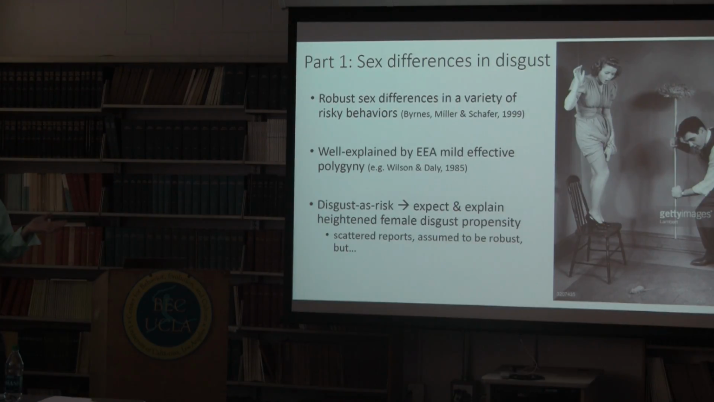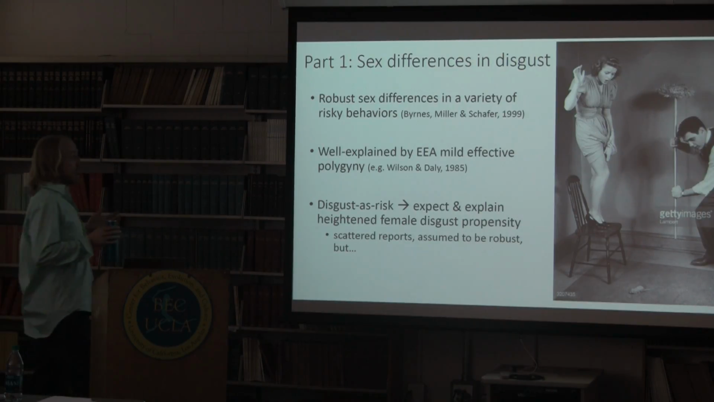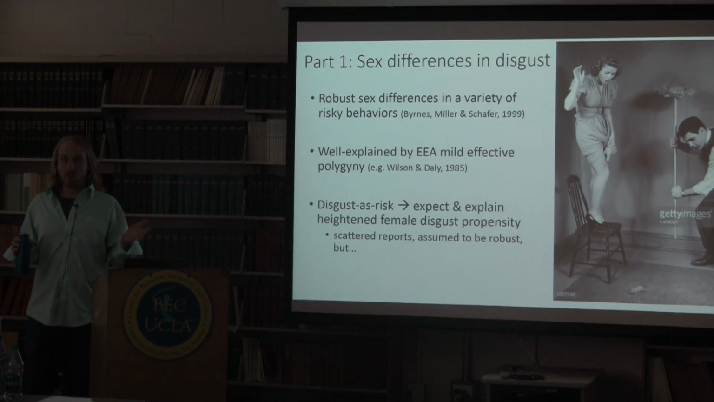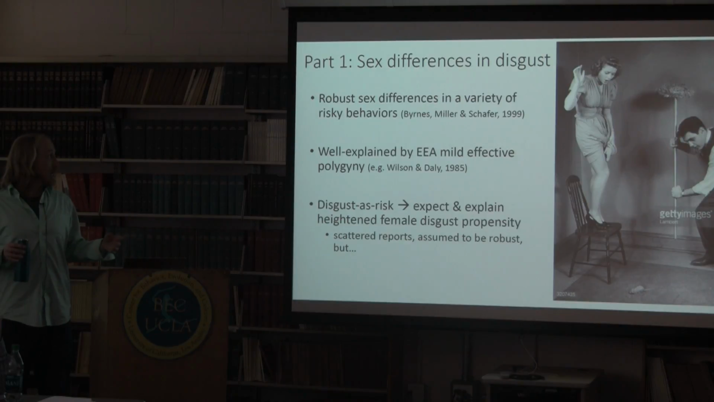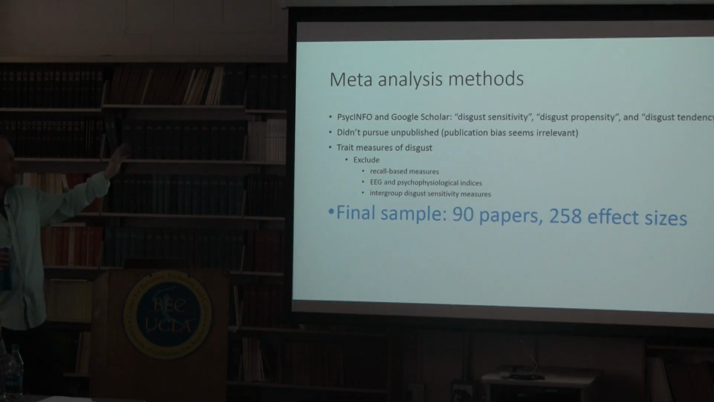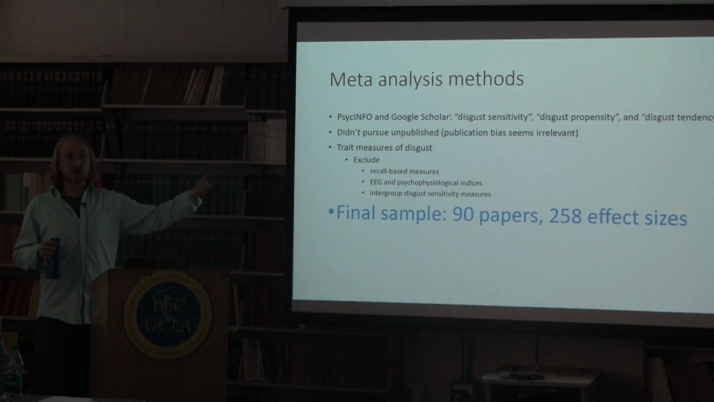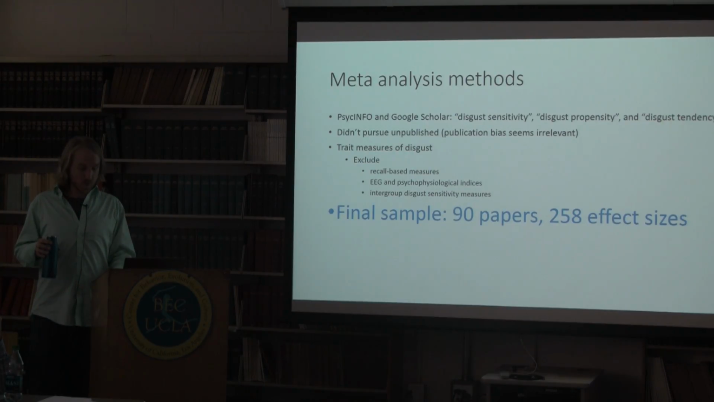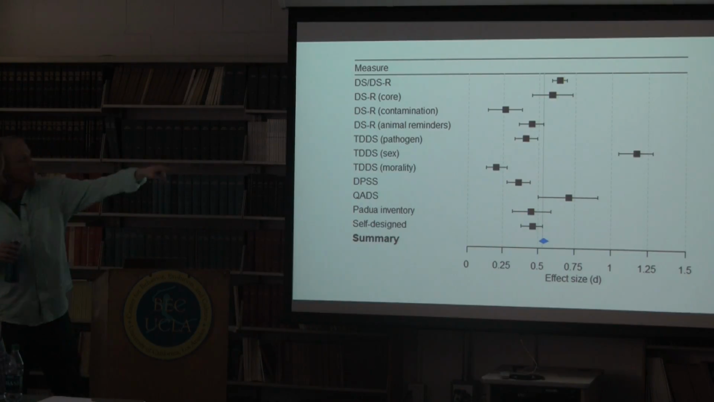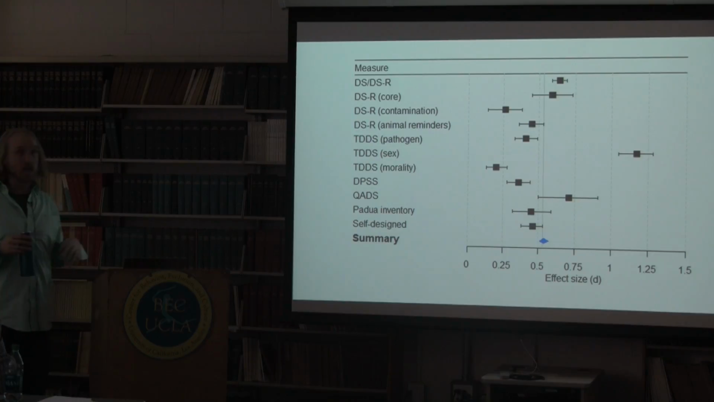So we expect sex differences in disgust propensity following right along with this logic. The literature on disgust has lots of scattered reports of these sex differences, women being more disgust prone than men, but nobody had systematically analyzed the available literature to see whether that's true. So we did a big meta-analysis, skipping over the details: lots of papers, lots of effects. Every different measure that we looked at showed a positive effect, meaning heightened female disgust propensity compared to male disgust propensity.